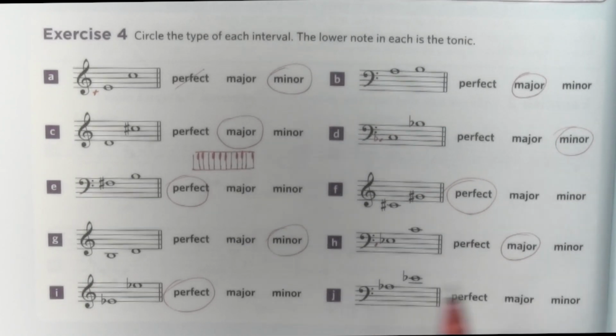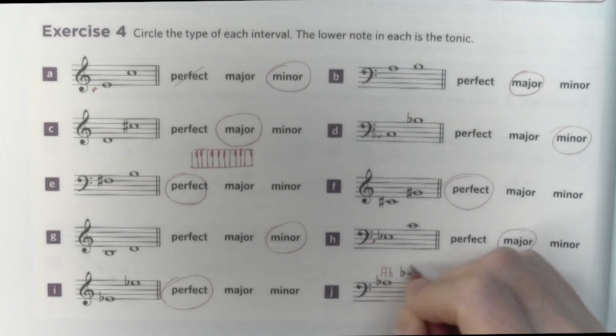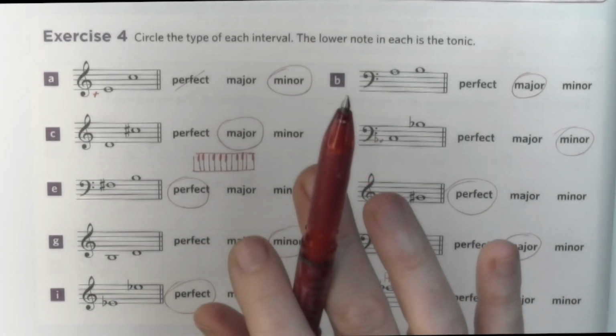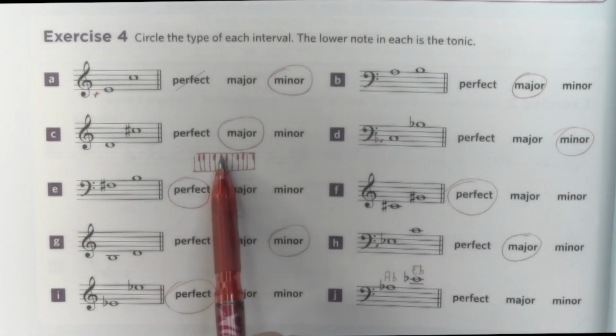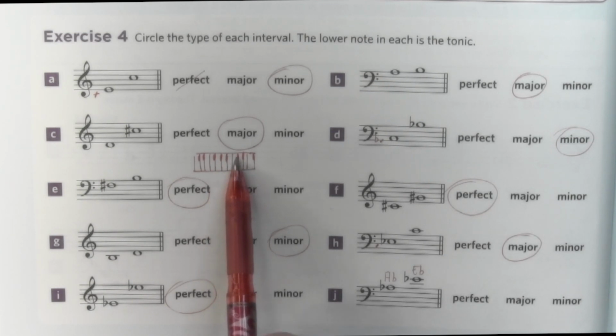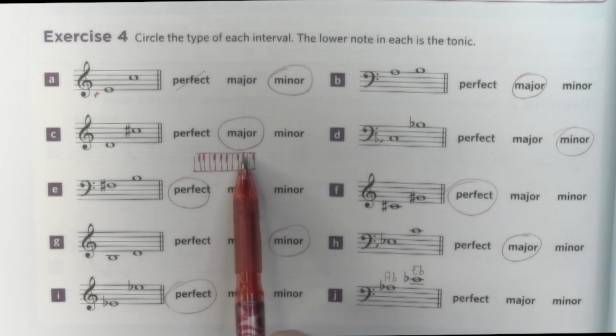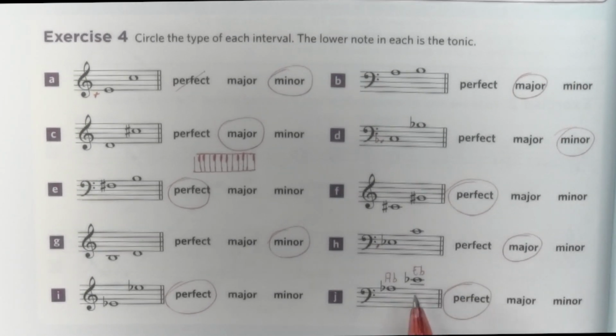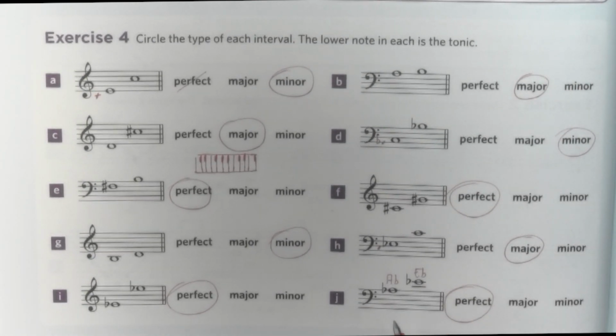La flat, mi flat. La, si, do, re, mi. This is a fifth. 1, 2, 3.5. So this is a perfect fifth, because a perfect fifth is 3 tones and a half away. I hope this was clear.